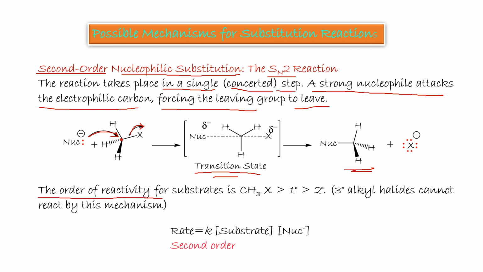The order of the reactivity of substrates: methyl halide is faster than primary, faster than secondary alkyl halide. Tertiary alkyl halide cannot react by this mechanism. The rate of this reaction is directly proportional to the substrate concentration and the nucleophile concentration. So rate is equal to K, the constant, times the concentration of substrate times the concentration of the nucleophile. That's why we call it second order: one in here and one in here, the sum is 2.